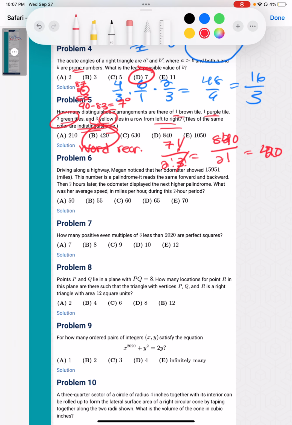Driving along a highway, Megan sees the odometer showing 15951. This number is a palindrome, it reads the same forward and backward, and 2 hours later, the odometer shows the next higher palindrome. Let's think about this. It has the form A, B, C, B, A.